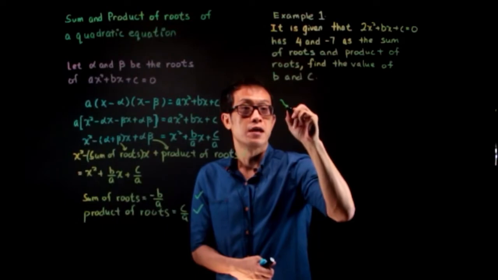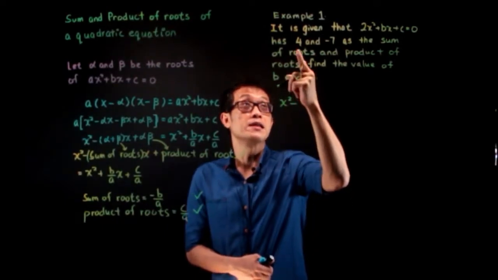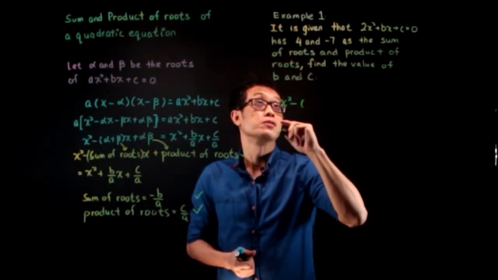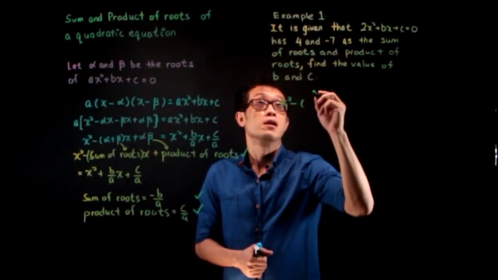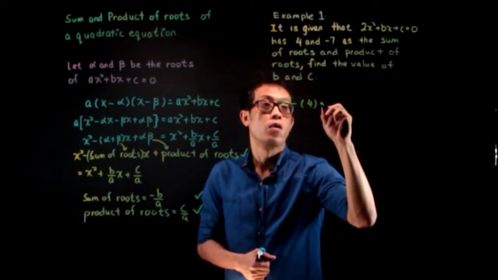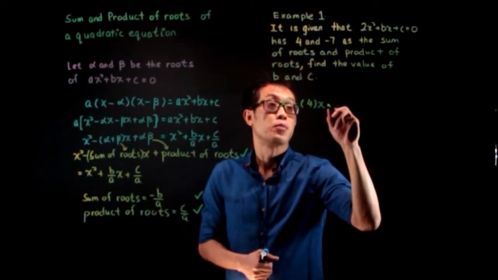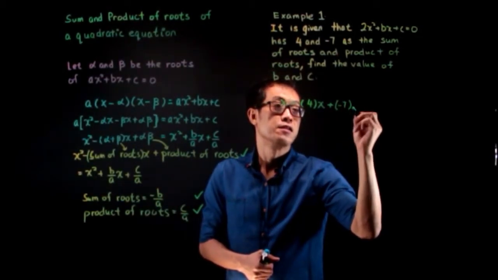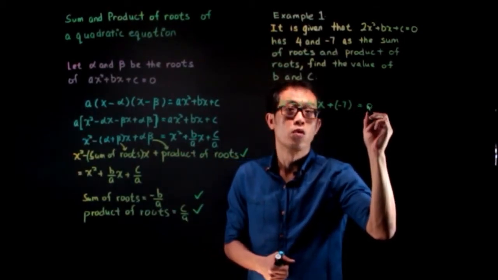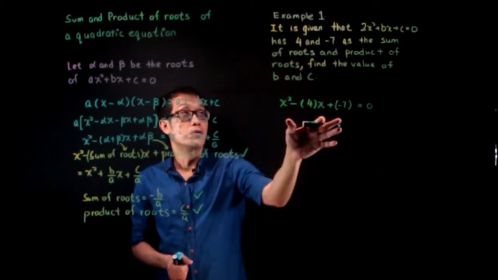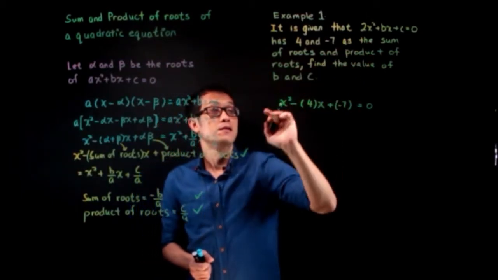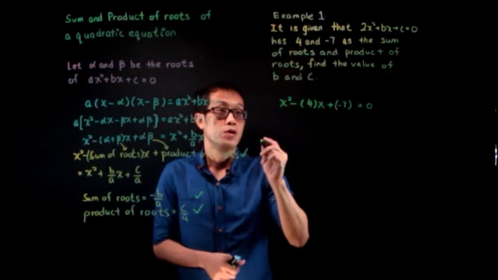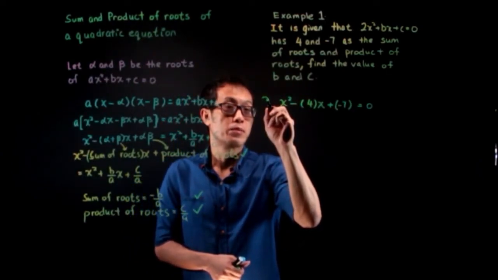x squared minus the sum of roots. What is the sum of roots? The sum of roots is 4, plus the product of roots, minus 7, equals 0. But if you look at it, the coefficient of x squared is 2. So we need to multiply by 2.